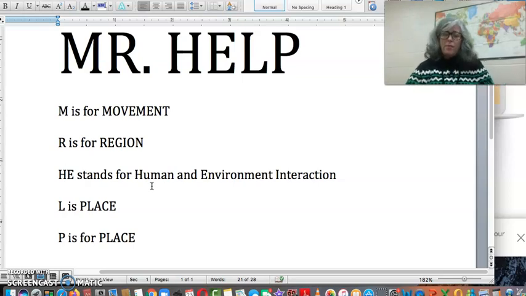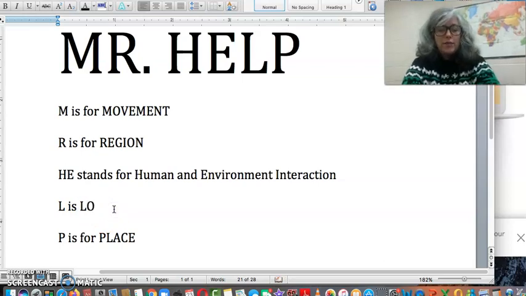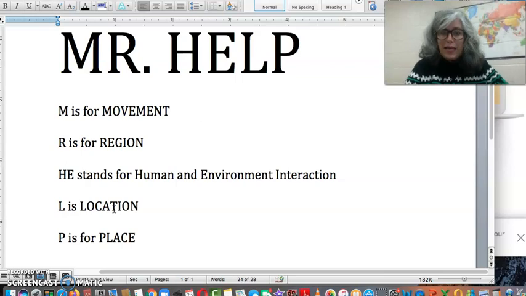The L and the P stand for, well, this doesn't stand for place. The L stands for location. Sorry, I wrote that really quickly and then didn't look at that. The L stands for location.